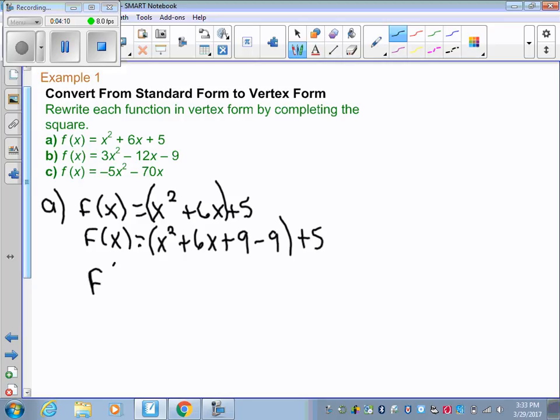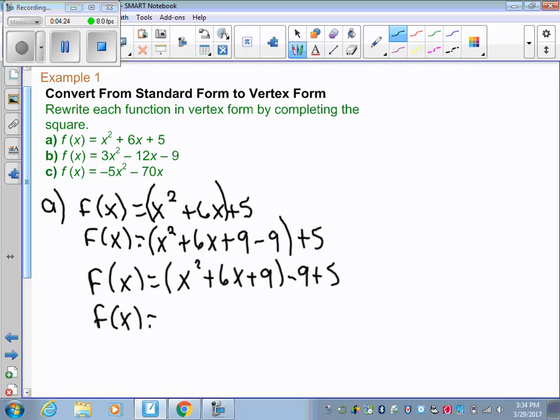Now, make your perfect square trinomial. Turn that into, factor it by getting the binomial term. So remember the trick. You take half of the middle number, use the sign from in front of it. And simplify negative 9 plus 5 to give you negative 4. And that's your final answer.